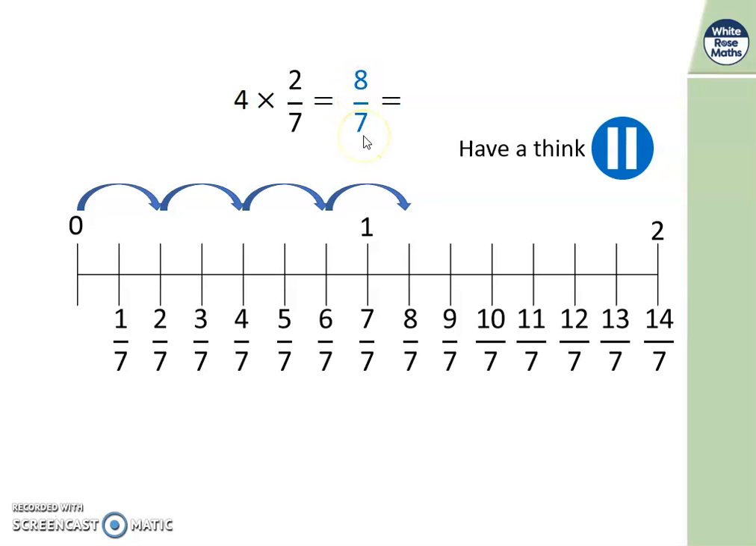It's 8 7ths. And you should be able to see that we've gone past 1 whole, because 7 7ths is 1 whole. So that's 1 whole and 1 more 7th. And that's the answer. This is what we're going to look at in this next section.